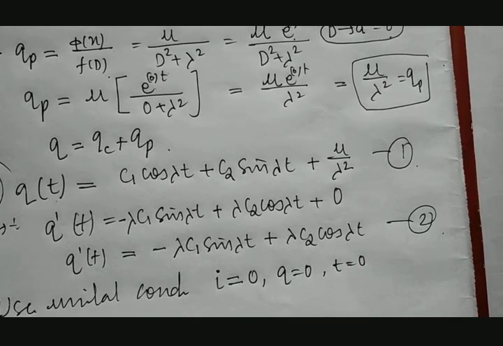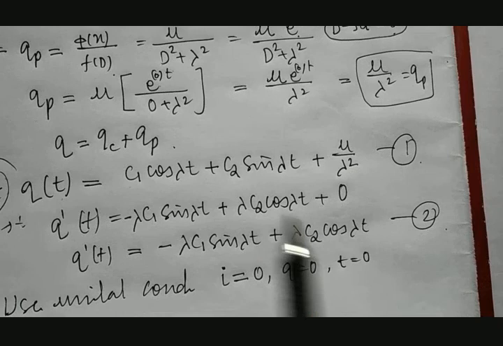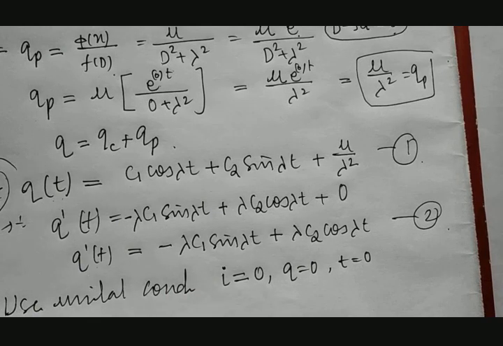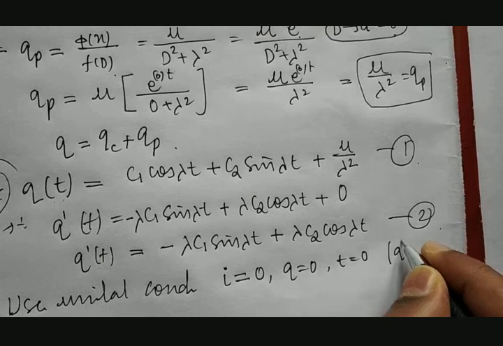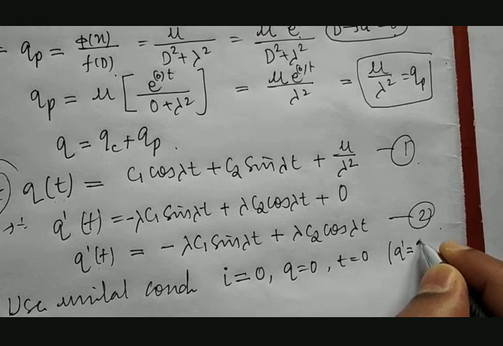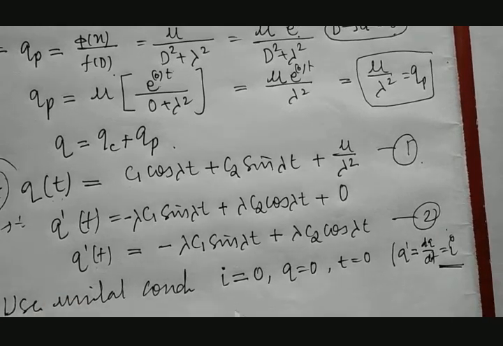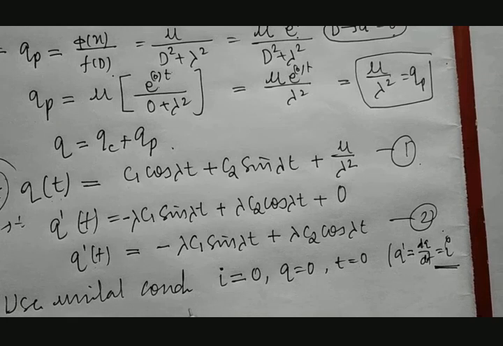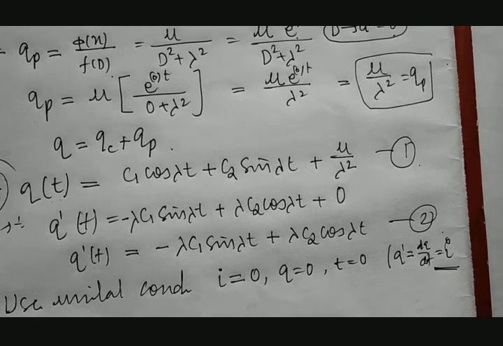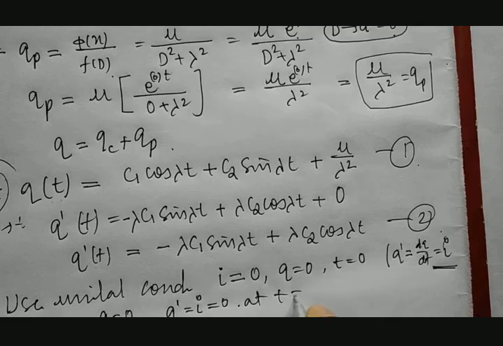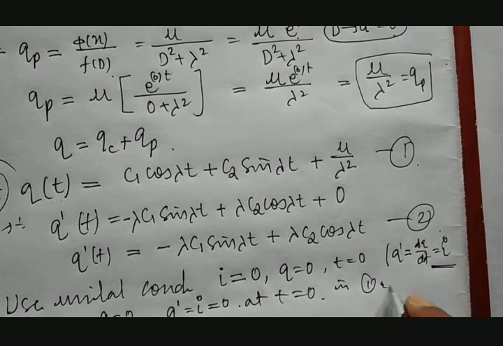Now how will these things be connected to equation number 1 and 2? In equation number 1, q is there, t is there. We'll take q is equal to 0, t is equal to 0, no problem. But in equation number 2, q dash is there. So q dash is nothing but dq by dt, which is nothing but I. Overall, we have q is equal to 0 and q dash, which is nothing but I, that is also equal to 0 at t is equal to 0. Now put it in equation number 1 and 2.